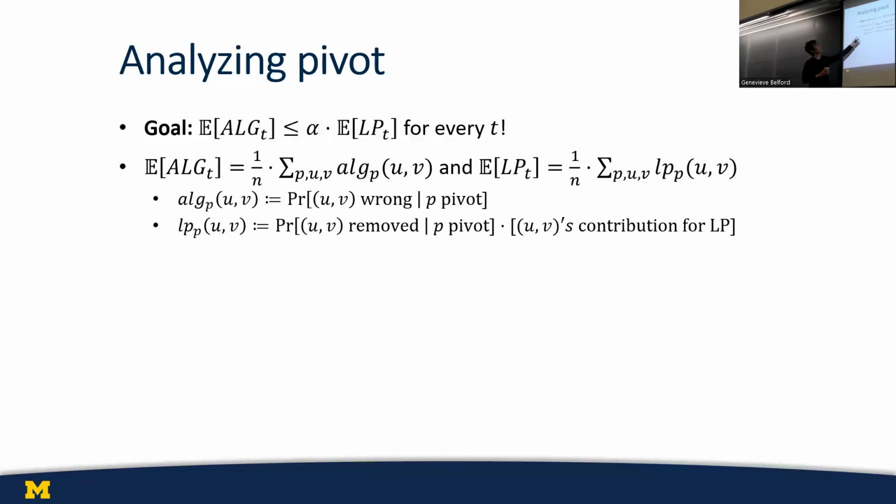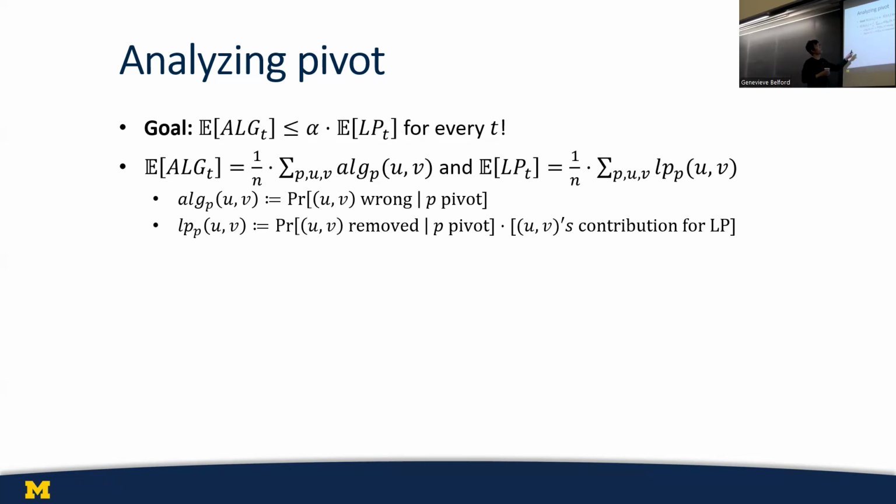But of course, ALG_t and LP_t are still complicated quantities. If you look at the definition here, the expected value of ALG_t can be decomposed as this summation: 1 over n times the summation over the triples P, U, V, where P denotes a random pivot and UV is the one edge that we are analyzing, of ALG_PUV, where ALG_PUV is exactly the probability that UV becomes wrong when P is the pivot. This is just expanding out the definition. And then similarly for the LP value.